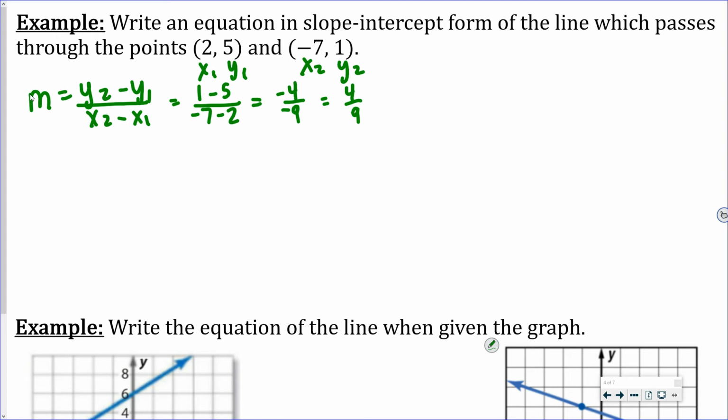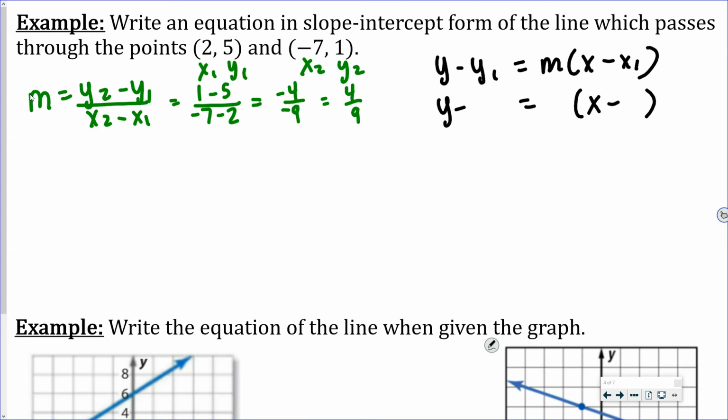Am I given the y-intercept? No, I'm not. Neither of these points have 0 as an x-coordinate. But they want me to write it in slope-intercept form, so I'm going to have to take an extra step. I'm going to have to use point-slope form, because I know a point, and now I know the slope. The slope is 4/9.